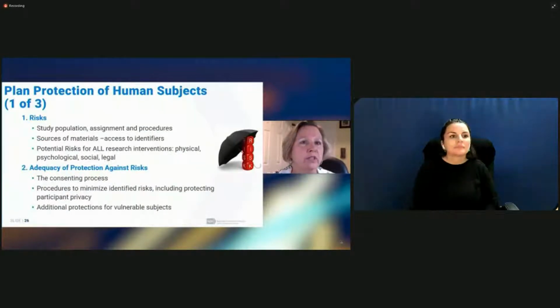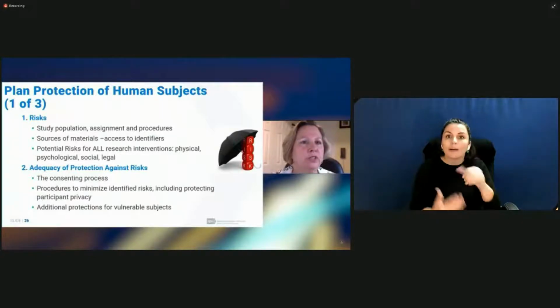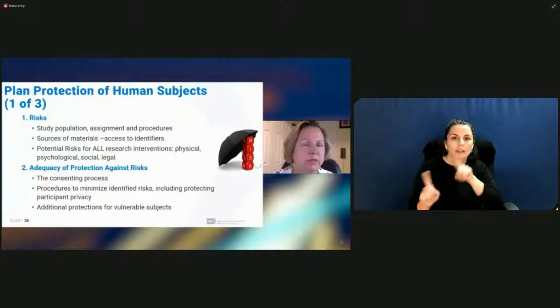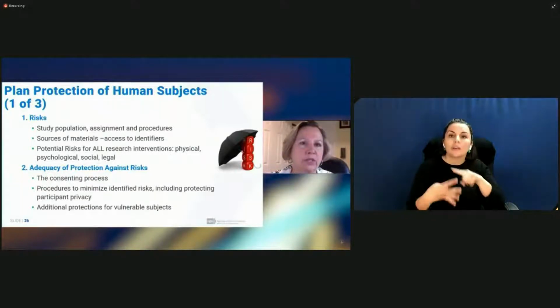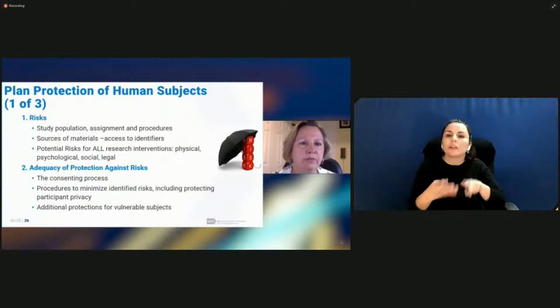So in your application, if you're proposing non-exempt human subjects research, you're going to need to address 4 different parts: the risk to the participants, the adequacy of the protections against the risks, potential benefits of the research to participants and others, and the importance of knowledge to be gained.